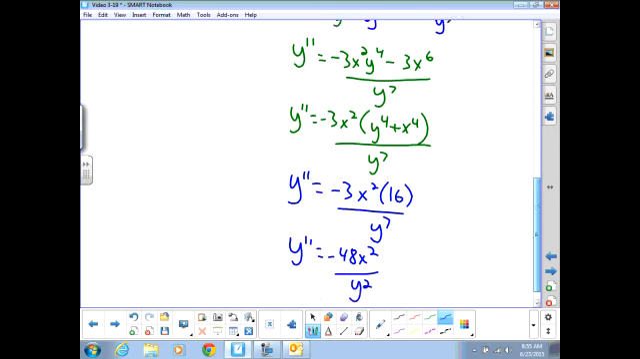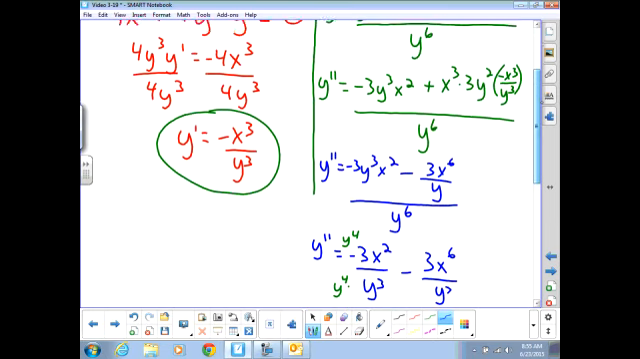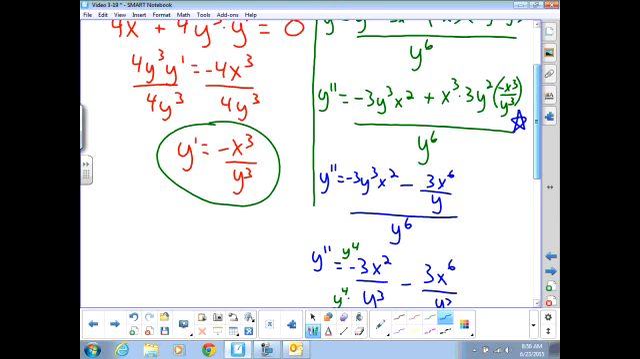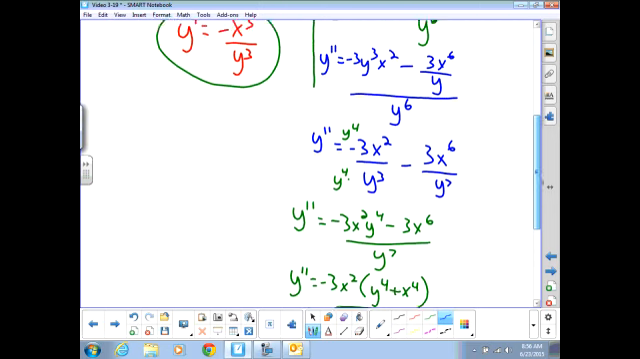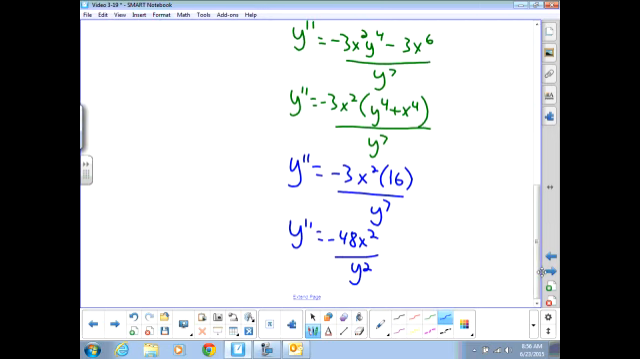So again, technically, if it asks for just the second derivative, you could stop at this step right here, because you've replaced any y primes, and you have only x's and y's in your answer. But if you wanted to make it neater, you could keep going, and notice we were able to make this much neater than it was. And this should say a y to the 7th here, and not y to the 2nd.